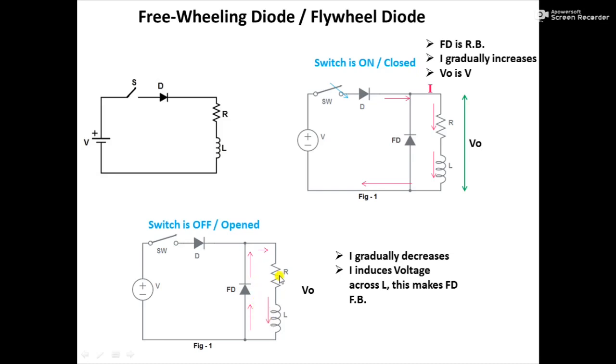The output voltage V0, because there is a short here, will be 0, because across the short the output voltage is always 0. So your V0 will be equal to 0. So this is all about a freewheeling diode.